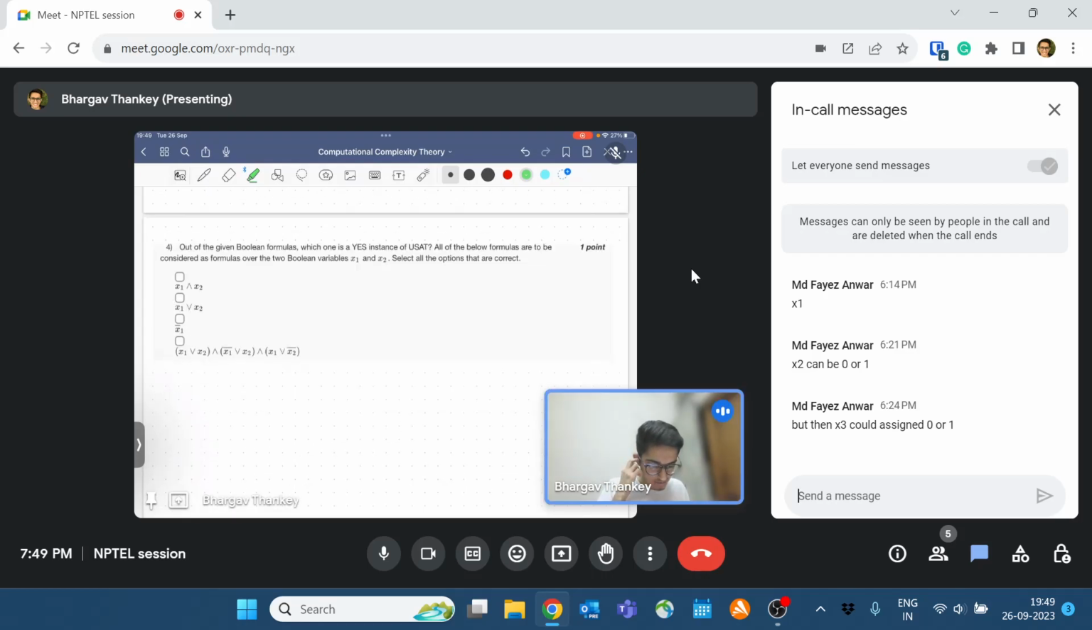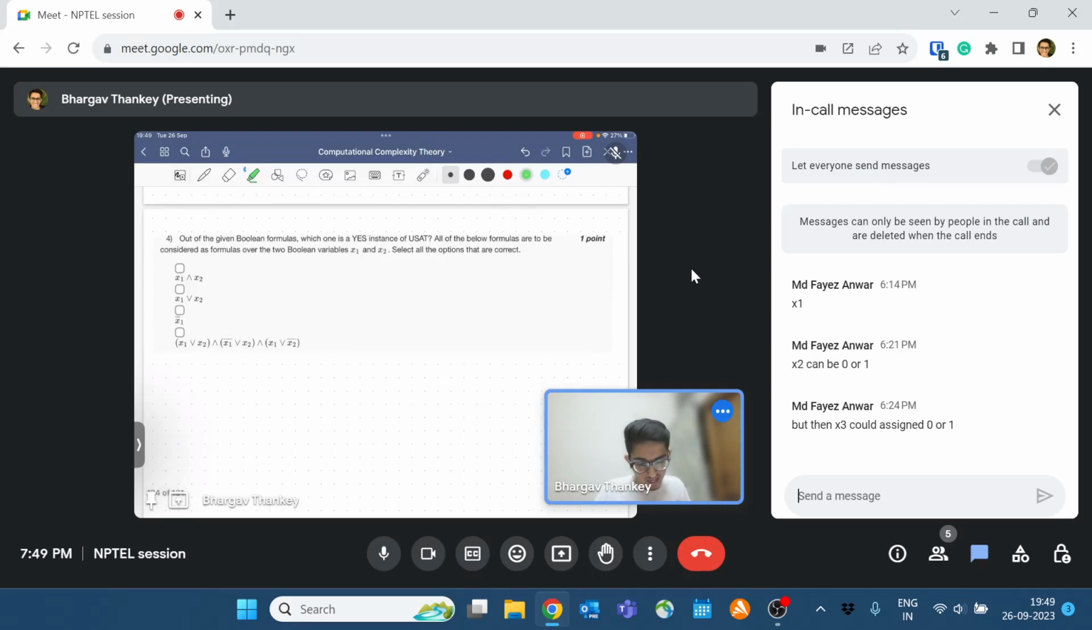So the next problem is: out of the given Boolean formulas, which one is the yes instance of USAT? All the below formulas are to be considered as formulas over two Boolean variables, x1 and x2. Select all the options that are correct. x1 and x2; x1 or x2; x1 complement and (x1 or x2); and (x1 complement or x2) and (x1 or x2 complement). So which of these are yes instances of USAT? We can go over this option by option.